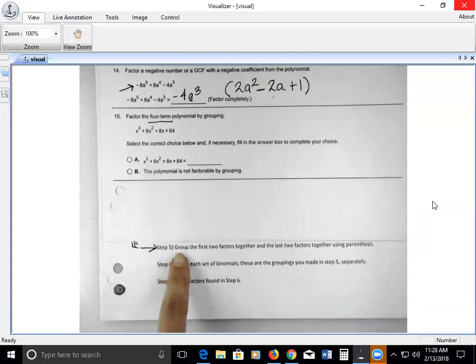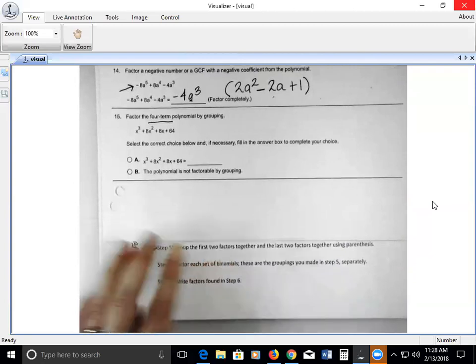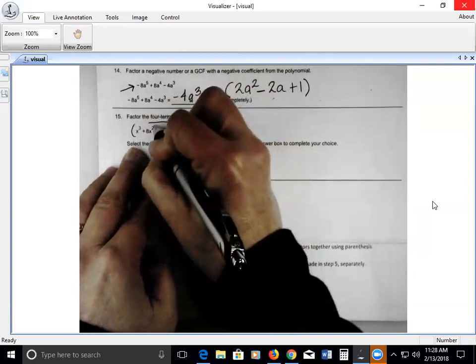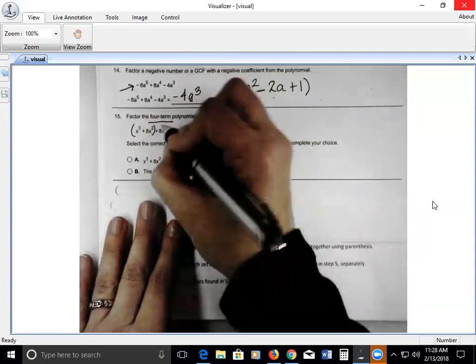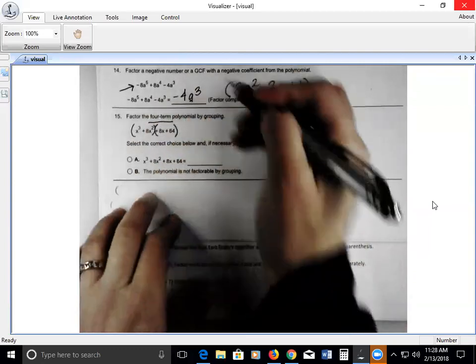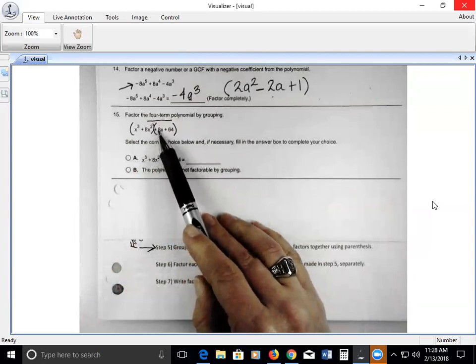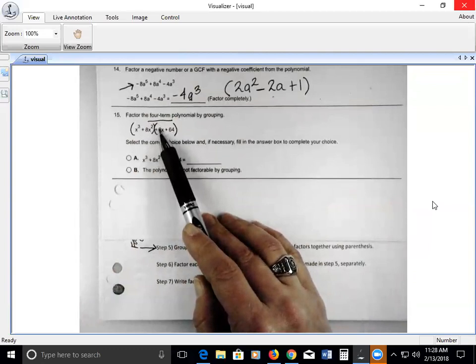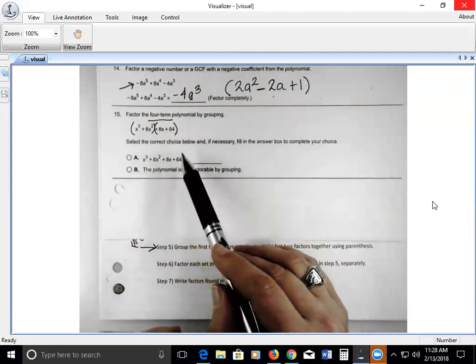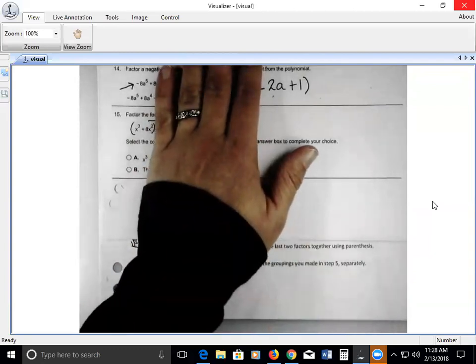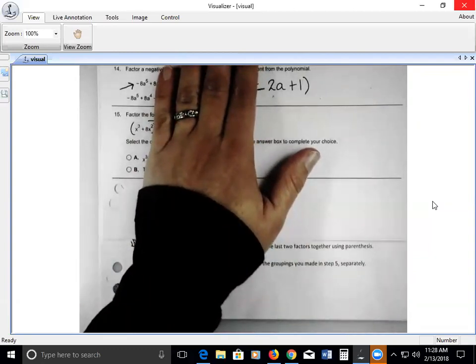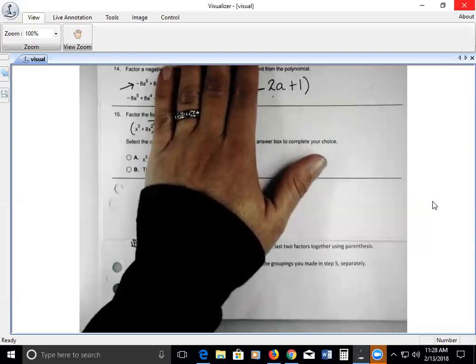So step 5 says group the first 2 factors together using parentheses. Group the second 2 factors together using parentheses. Now notice that when I group my second 2 factors, I'm also including the sign of the third term. Always be very aware of whatever the sign is of that third term. So we're actually going to look at them as 2 different binomials. What does x to the third and a positive 8x squared have in common? X squared, right? What's your remainder?